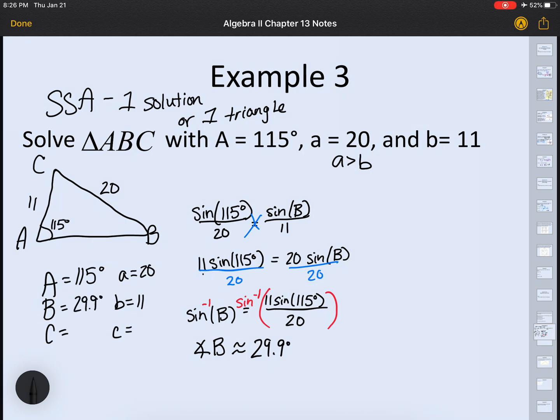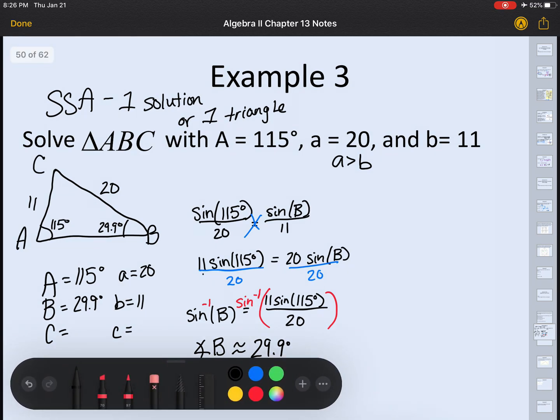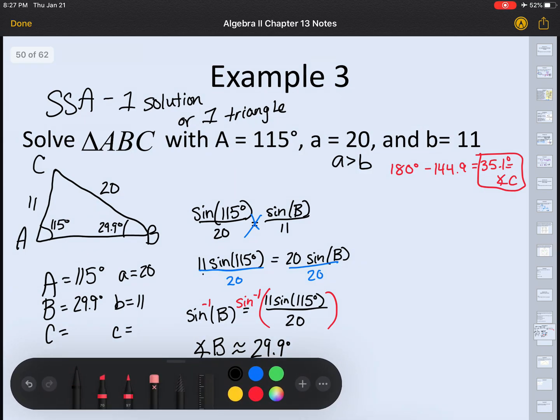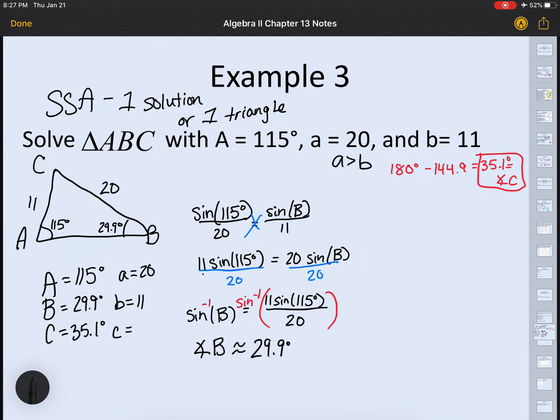So you know all of A's stuff, all of B's stuff. And now we're trying to find C. But we know from earlier that a whole triangle is 180 degrees, and if we subtract out what we already know from it, so we add 115 and 29.9 and get 144.9, and we subtract those, we got 35.1 degrees being angle C. So 35.1 degrees.